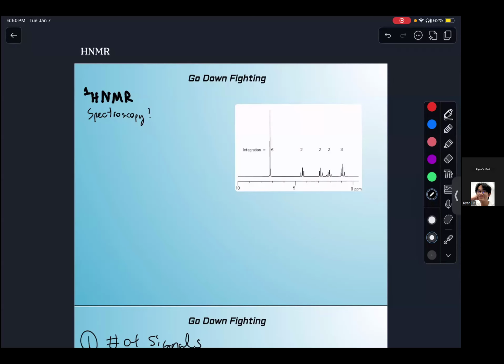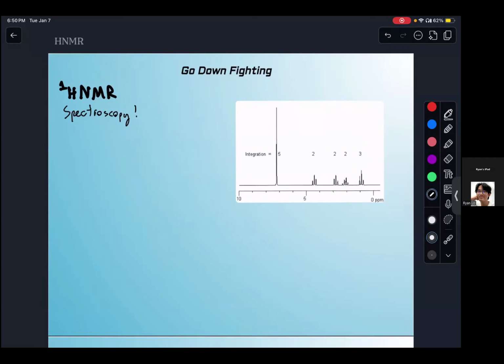Today we're going to be talking about HNMR, right? And so you may be asking yourself, what is the goal of HNMR? So the goal of HNMR is to figure out the structure of something, right? There's different ways that HNMR is generally used.